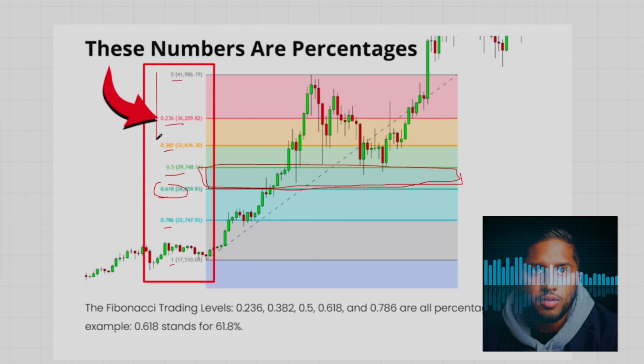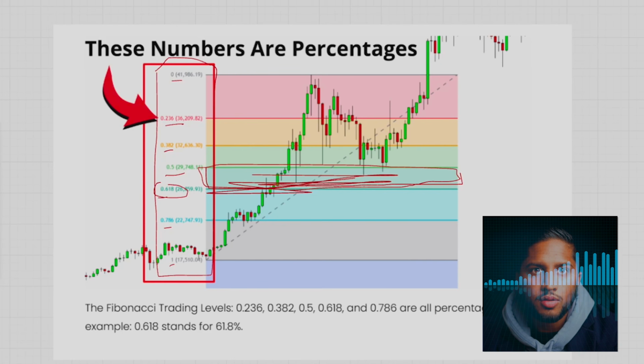These Fibonacci levels can seem confusing, but they're just percentages. For example, 0.5 is 50%. 0.618 is 61.8%. 0.786 is 78.6%. 1 is 100%. These are all percentages. It's where the market often pulls back before resuming the trend. A lot of big players react to this zone. So when price hits it, I'm watching closely for my entries.